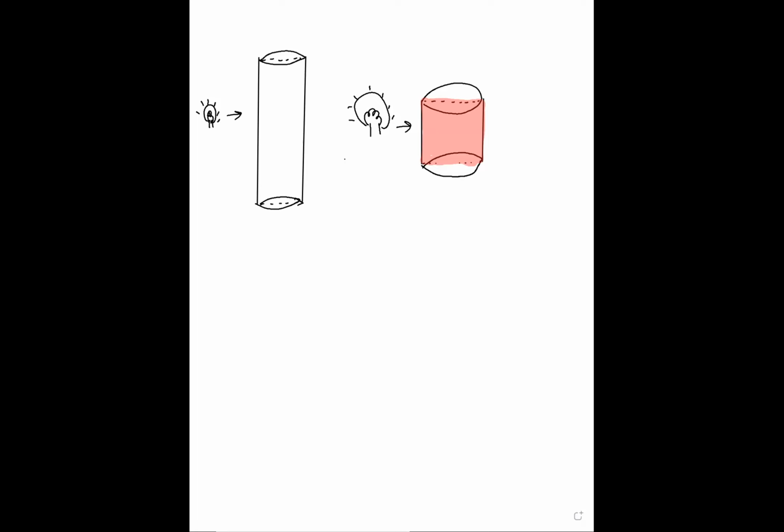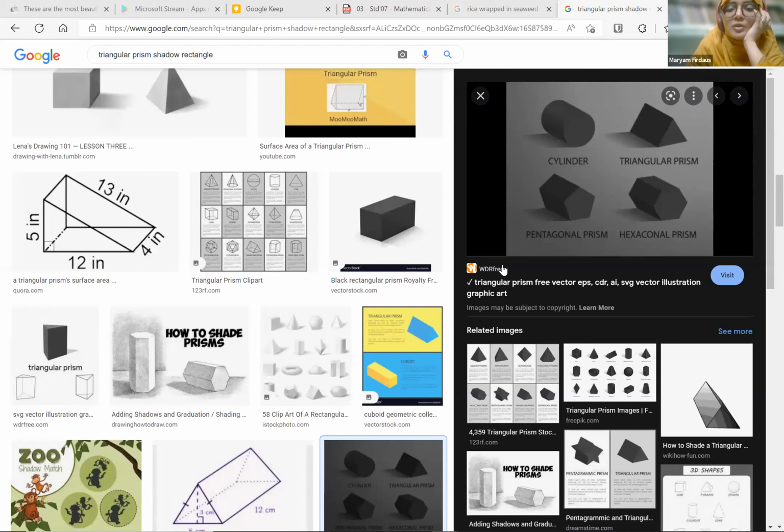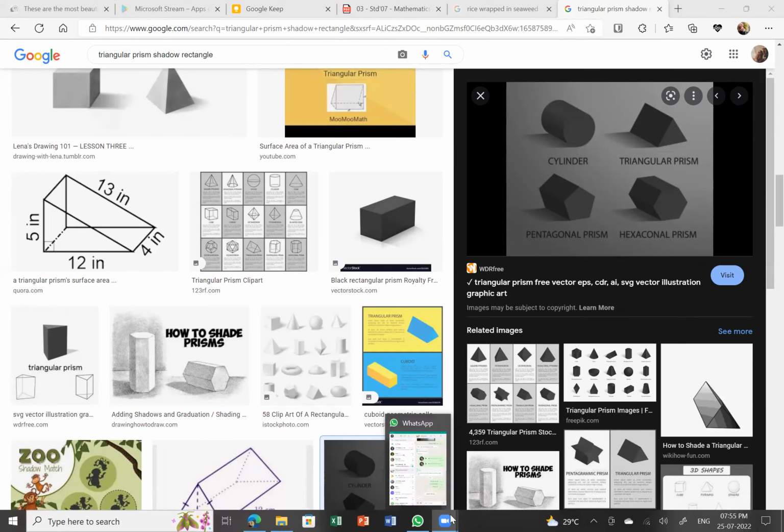I'm back. Okay. My question was, can a triangular prism give a shadow in the shape of a rectangle? A cylinder. Yeah, a cylinder, very good. What about a triangular prism? Yeah, it can. Let me just show you the screen. Can you see this image on the right? Can you see a triangular prism and tell me the shape of its shadow? A rectangle. Yeah, very good.